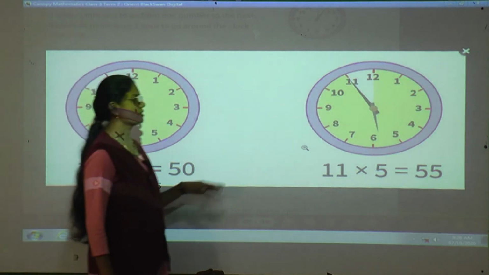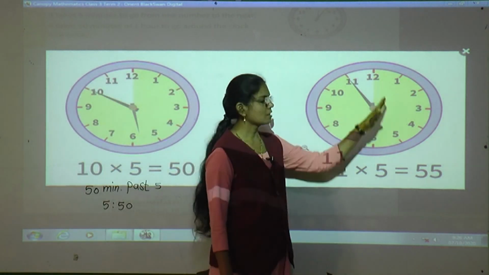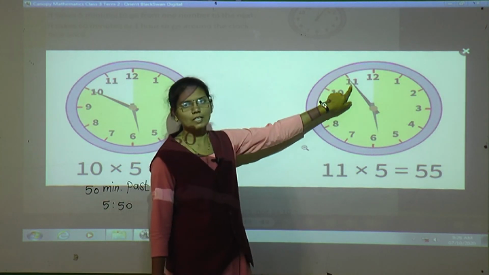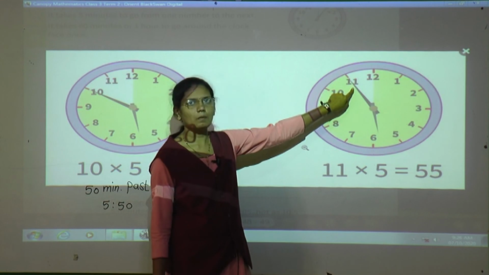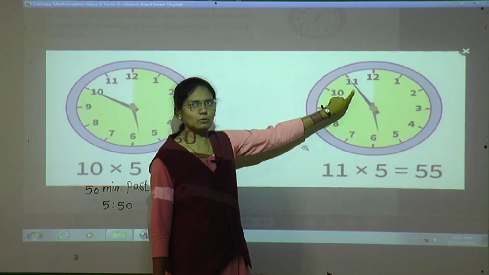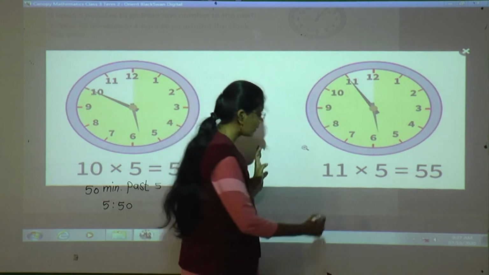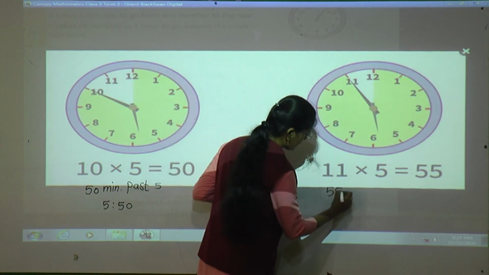Now see this last clock here. In this clock where is the minute hand? It is on 11 number. 11 into 5, how to do? 11 5s are 55. Means 55 minutes past.